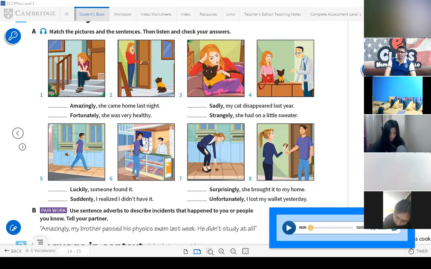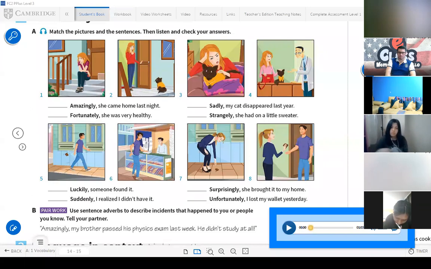Okay, now let's do the activity. What is number 1? What do you think? What's number 1? You have listened. Let's start. Who can tell me? Ventura. What's number 1, Ventura?